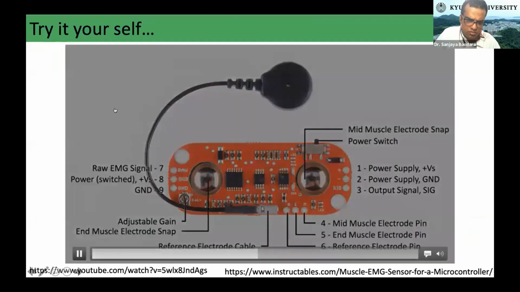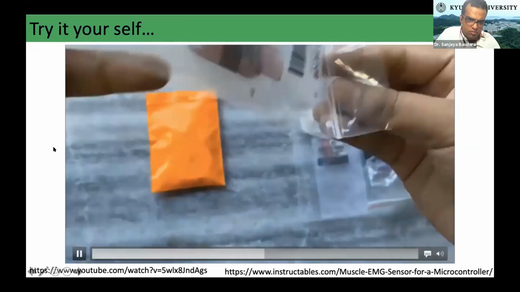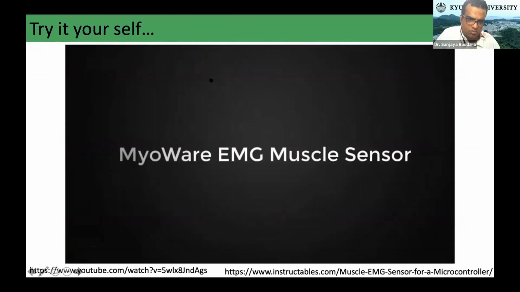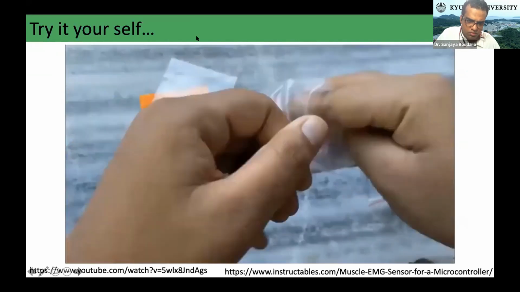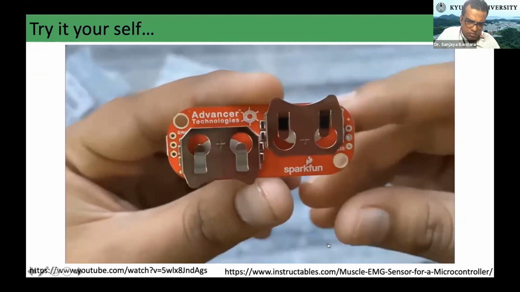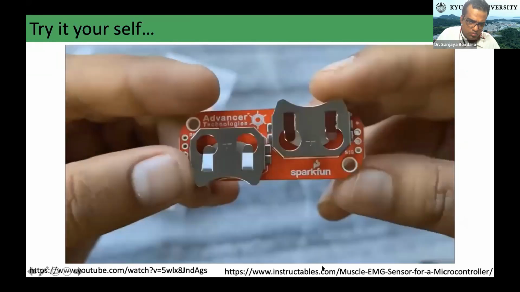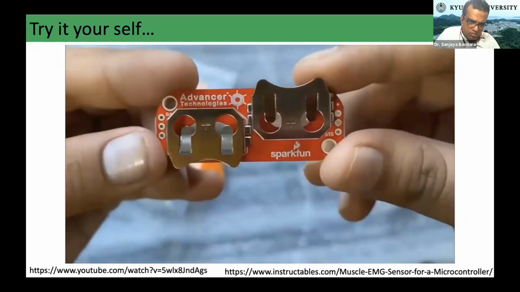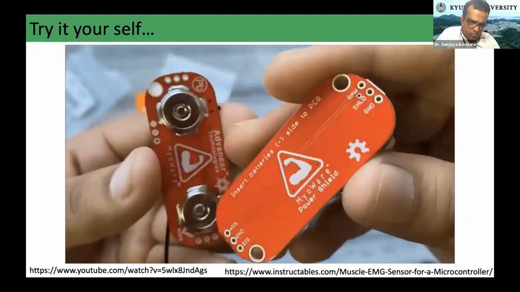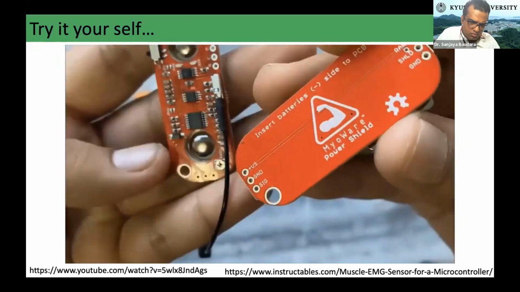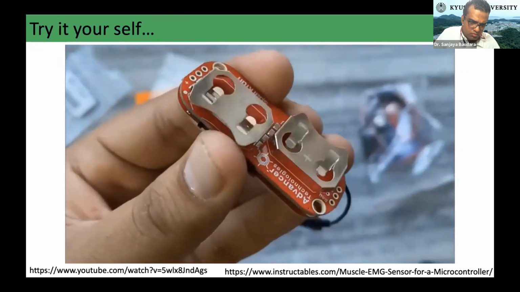Now let's see this packet. This is a Myoware cable shield that comes along with this kit. It is optional. First, let's see the Myoware EMG muscle. Now let's just see this packet again. This is a Myoware power shield. The Myoware power shield is designed to take 2 coin cell batteries such as standard CR2032s. They are connected in parallel for extended capacity at a nominal 3.0 volt. This shield also feeds directly to the Myoware muscle sensor.